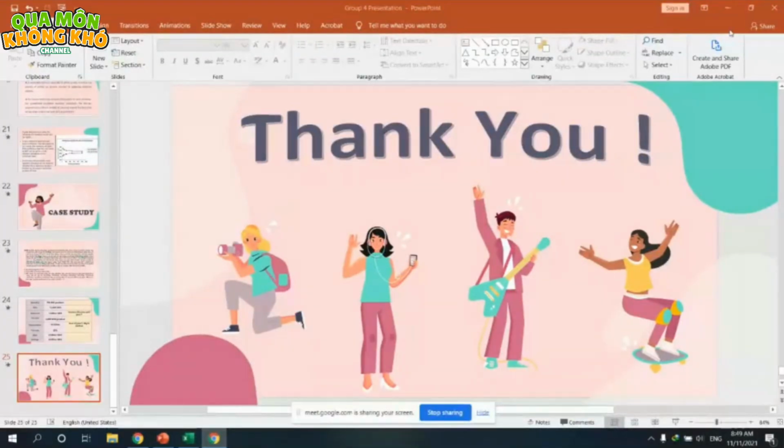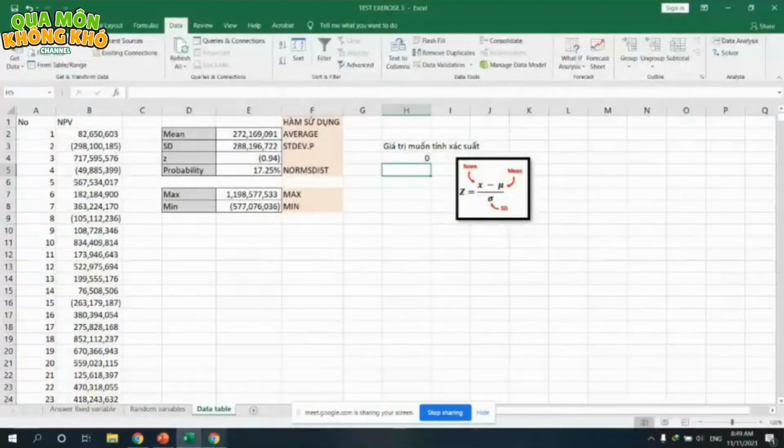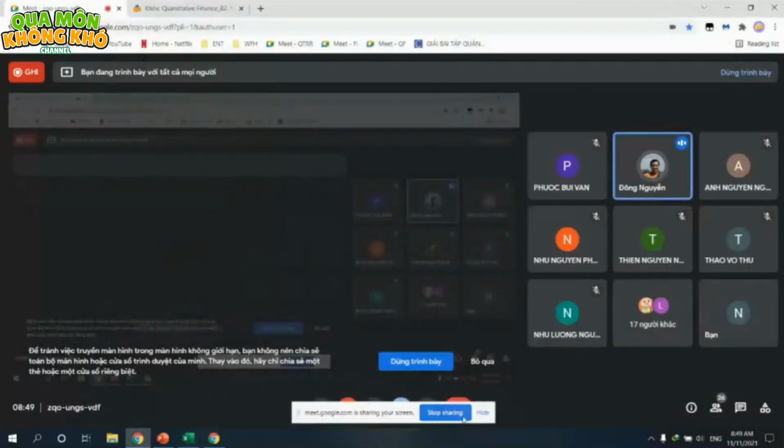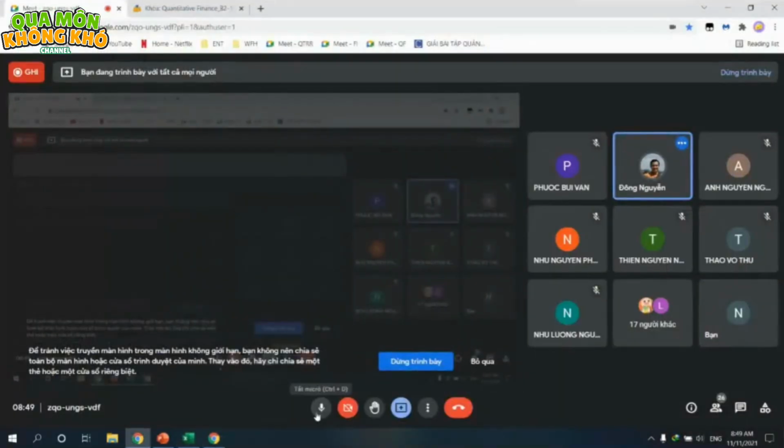Okay. Can you ask the question? If I want to build the histogram of the NPV, the 1000 NPV I simulated, I want to build the histogram chart for 1000 NPV. How can I do that in Excel?